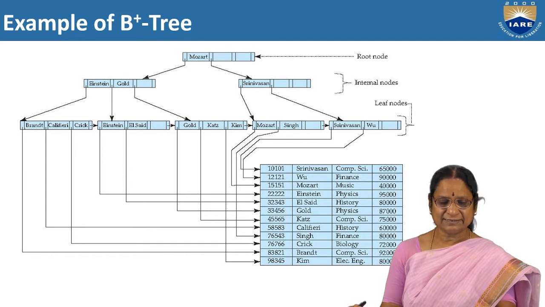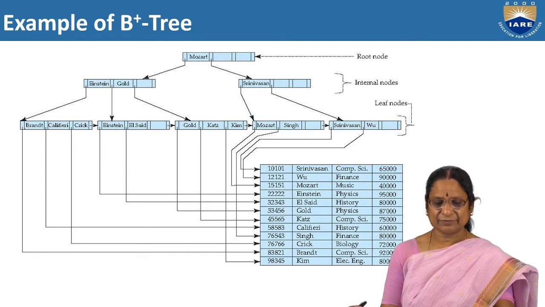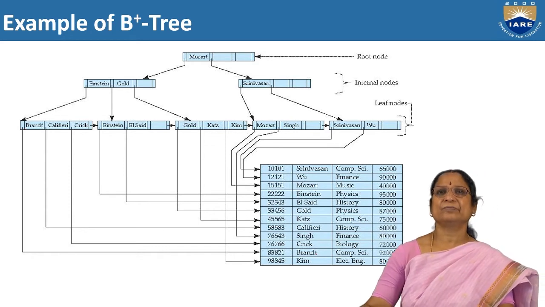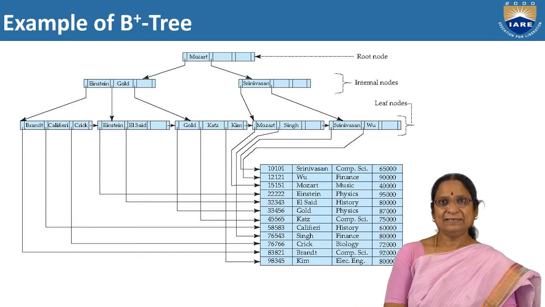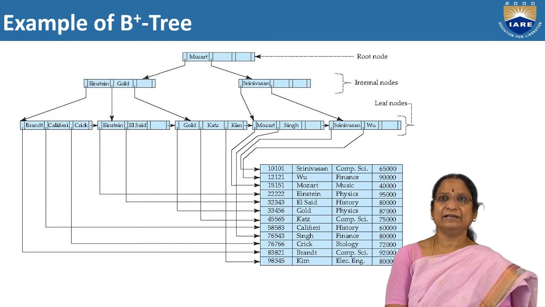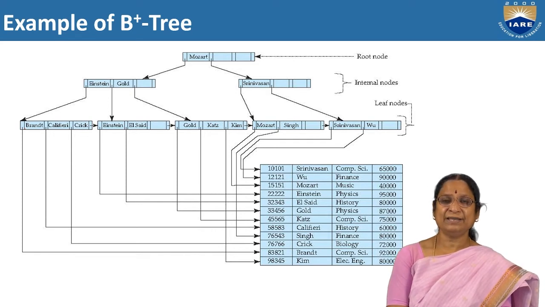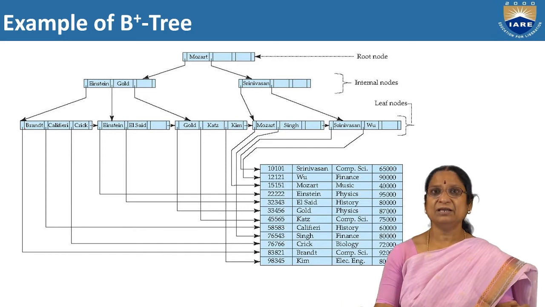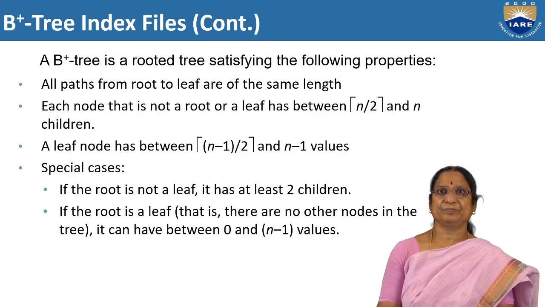Here you observe Einstein pointing to this Einstein. Side pointing here. Gold pointing here. And so on and so forth. So Bandit is pointing to Bandit. That means the actual pointers are stored in the leaf nodes, and the root and internal nodes provide a path for our search process to reach our needed record.